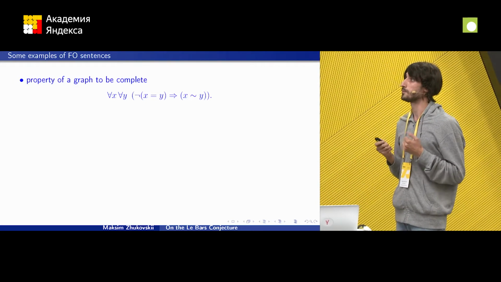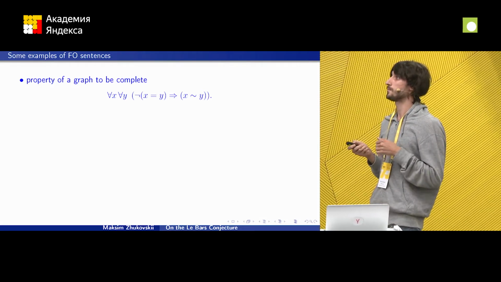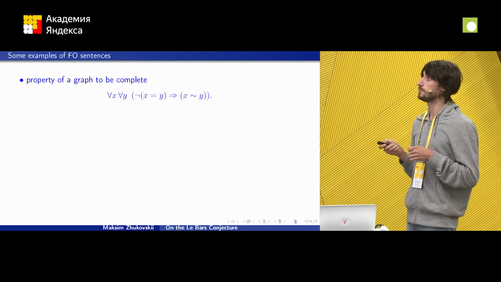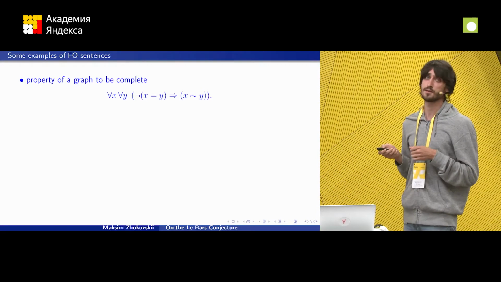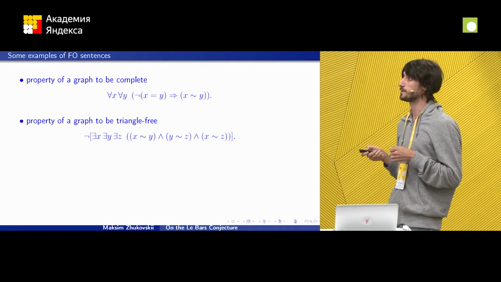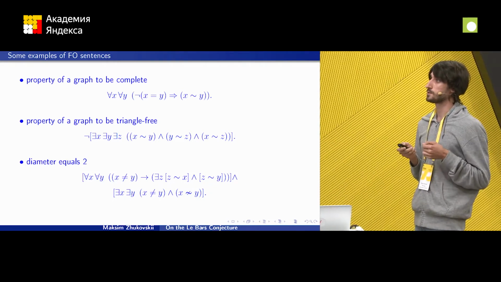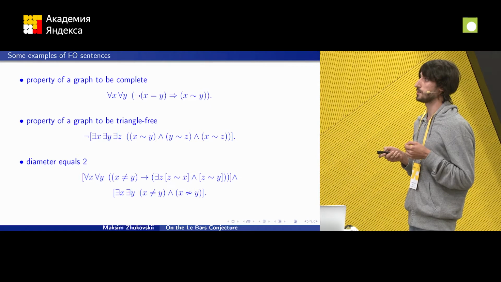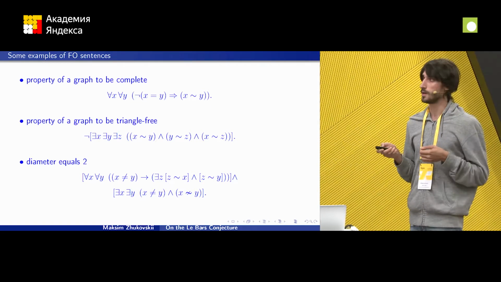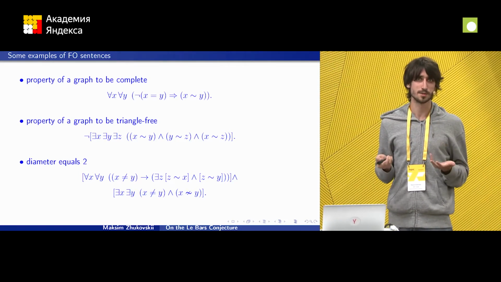More examples of graph properties which can be represented in first-order language are, for example, the property of a graph to be complete. So this is the way how we can represent it. If 2 vertices are distinct, then they're adjacent. The property of a graph to be triangle-free, so there is no triangle. And for example, the property of a graph to have diameter 2. If you take any 2 vertices, if they are distinct, then there exists a common neighbor of them. And there exist two vertices that are not adjacent. So the diameter is not 1, but 2.